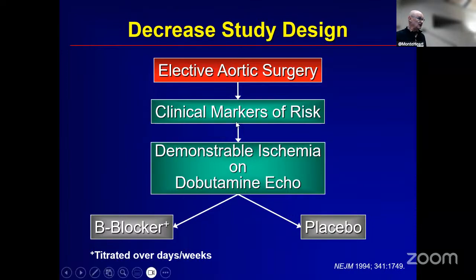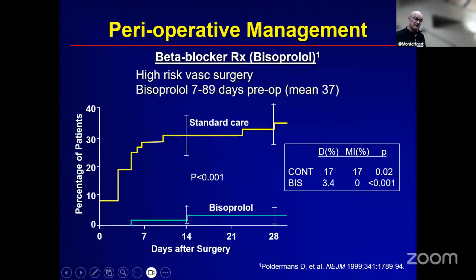They had to have clinical markers of risk. They had to have ischemia. Then they got randomized, beta blocker, placebo. Make sense? And if you were in this study, you definitely wanted to get the beta blocker. There was an 85% risk reduction. Look at that. I remember looking at this paper in the New England Journal, thinking, wow, I have never, ever seen a medication lower any risk by 85%. Jeez.